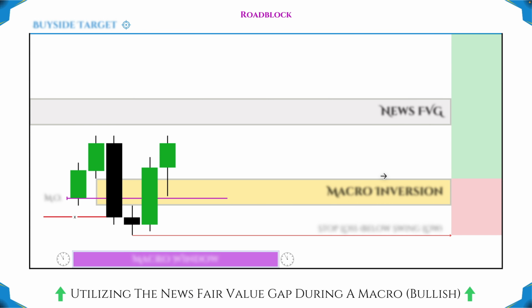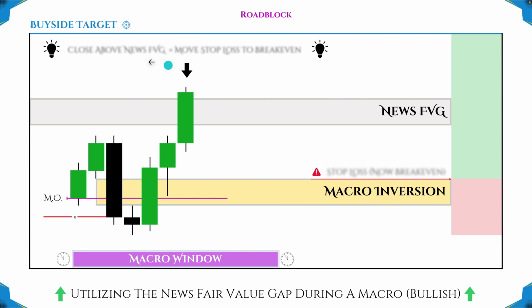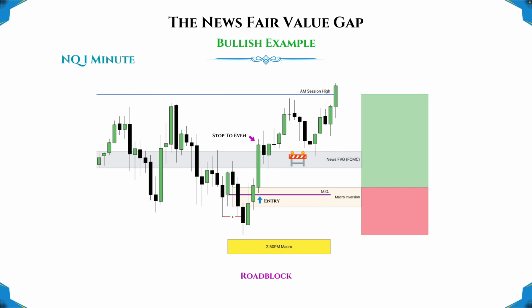So if we go to visualize this, similarly to the 930 fair value gap examples, we see macro power of 3, and then we see the macro inversion, and we see a news fair value gap in the way of our buy side target. So the same logic is applied here. We understand what is significant, and in this case, on this specific day for this specific example, we have a news fair value gap in the way of our target. Once we get a candle close above that news fair value gap, that's confirmation that it's likelier that our target will be met, and we can also reduce our risk to break even. So let's look at an example of this in the charts.